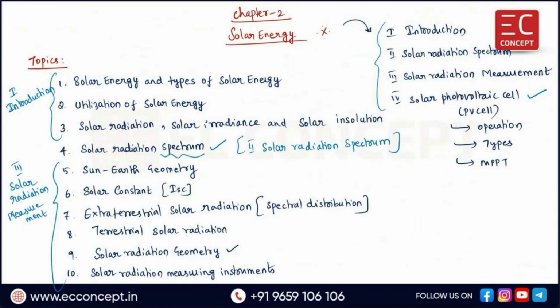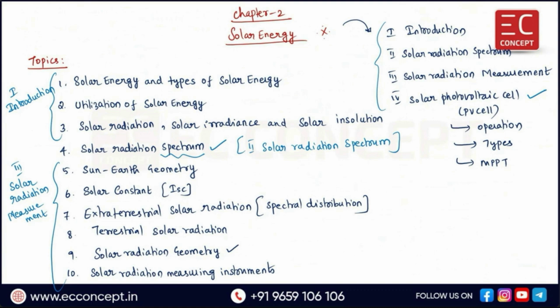In the introduction: what is meant by solar energy, what are the types, and how to utilize that solar energy by having two systems, solar thermal system and solar PV system. And the three important terminologies we have discussed: radiation, irradiance, and insolation. Next is the solar radiation spectrum. Actually we already discussed the spectrum, that is electromagnetic waves.